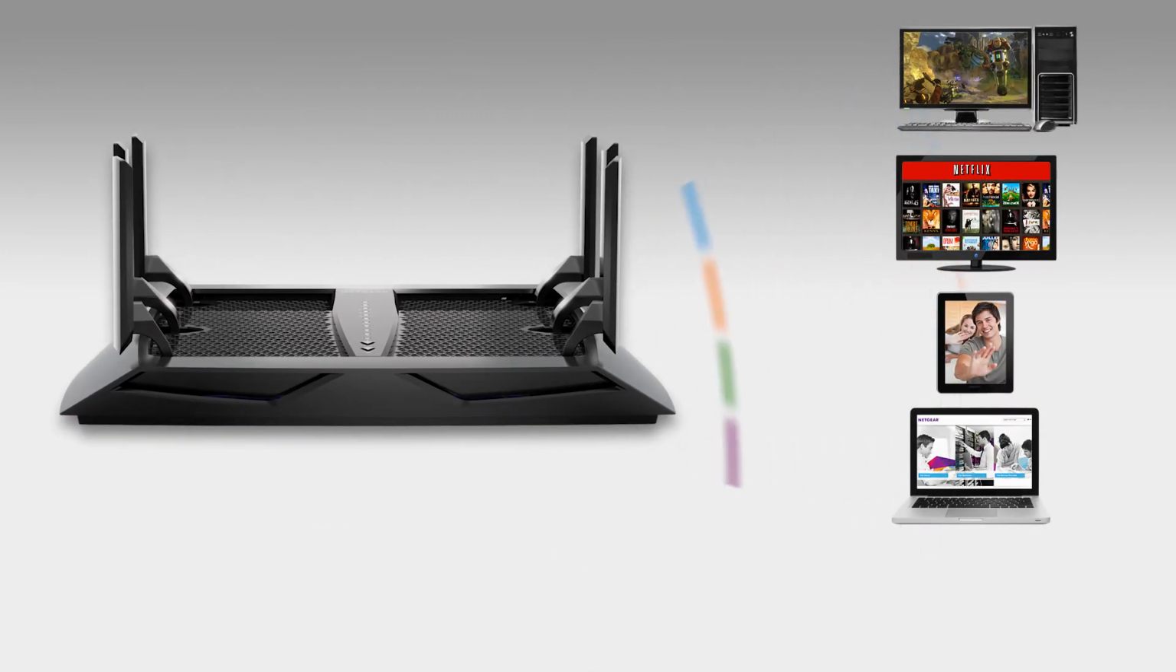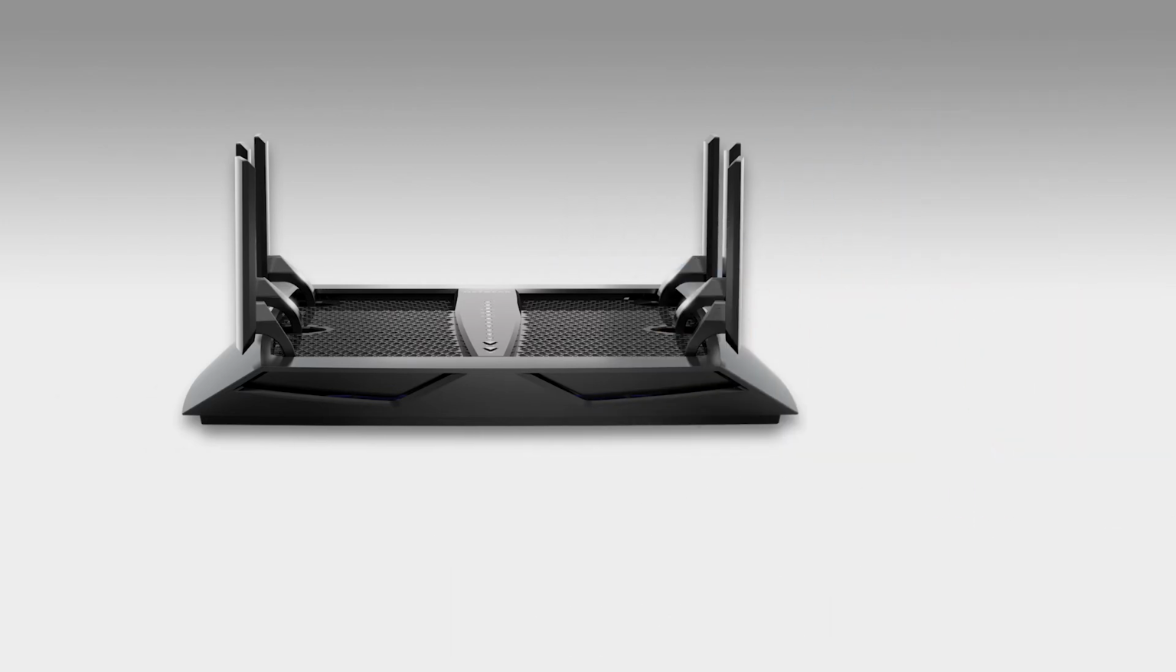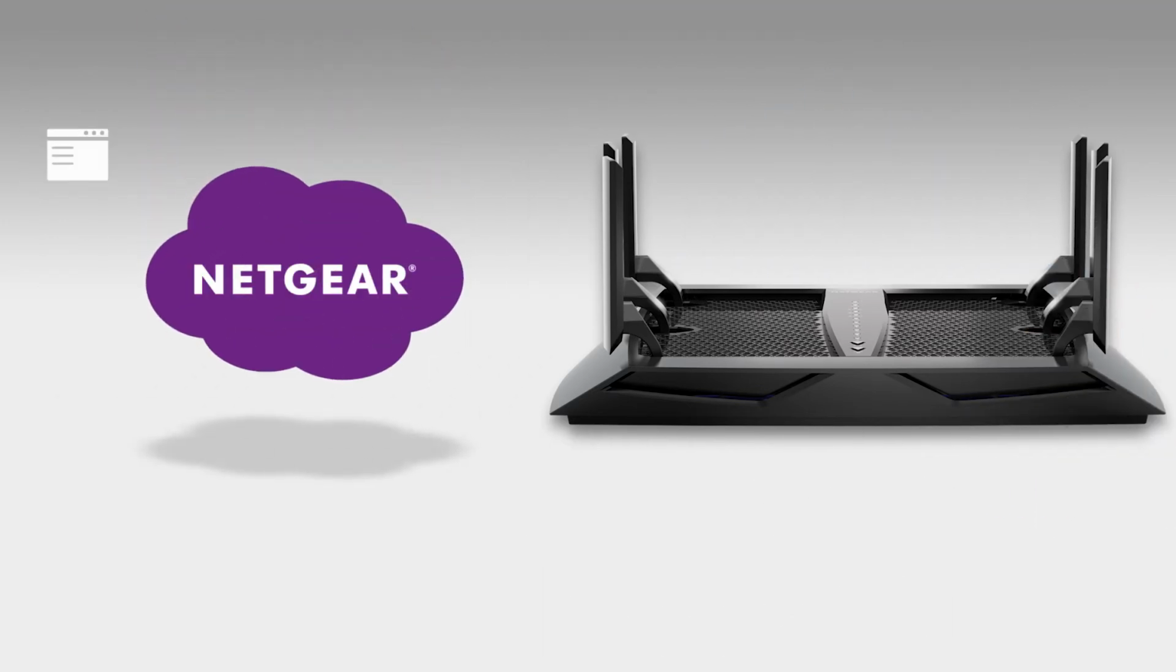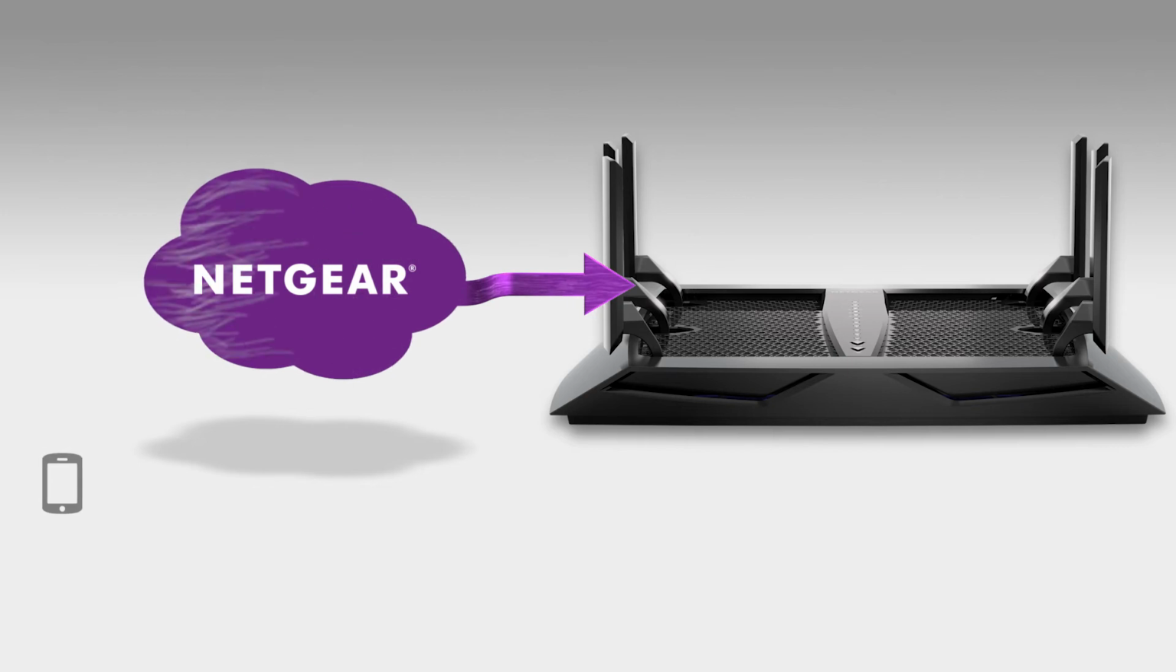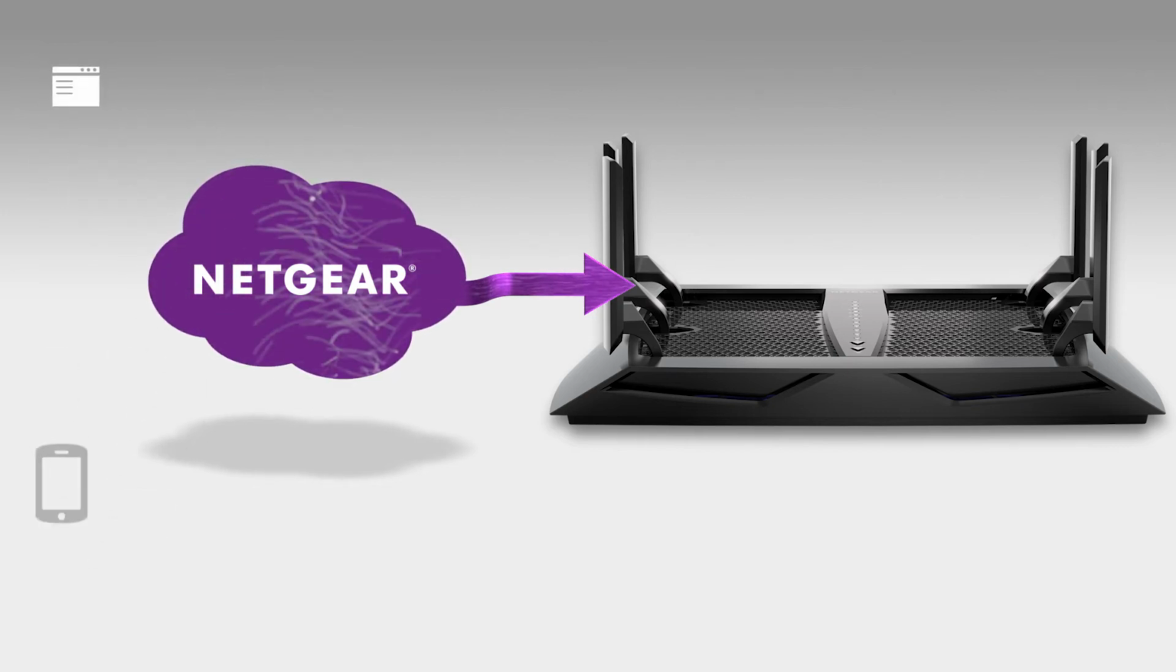Third, the X6 is device-aware. It recognizes different devices and allocates the optimal bandwidth for each. If the same Netflix app is streaming to a TV and a laptop, the X6 gives the optimal bandwidth to the TV. Fourth, cloud updating. The X6 stays current with the latest apps and devices with regular, automatic updates from the NETGEAR cloud.